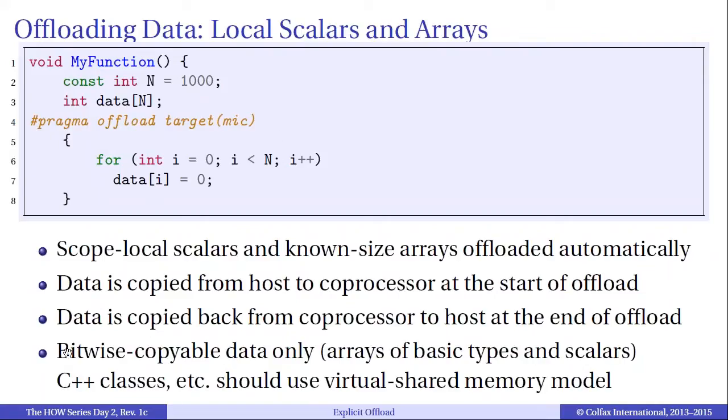But it is important to realize that if you have C++ classes or any complex objects inside of the offload region, they will not be automatically copied. This is only for bitwise copyable data.